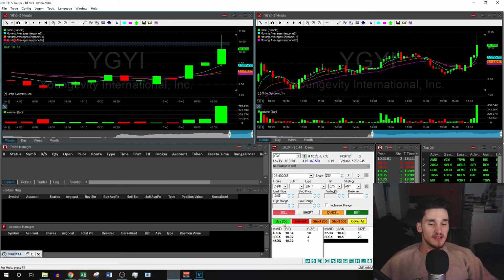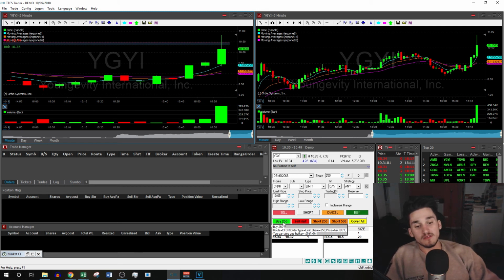So you can see here, if I hover over the hotkey buy 250, you can see the root equals CFDR, order type is limit, the shares is 250, the price is at the ask, and we are buying. So in version, we are buying on the ask 250 shares, and it's a limit. To sell half of the position, we are selling 50%, we're selling on the bid, the price is the bid, 50% of the position, and the order type is a limit.